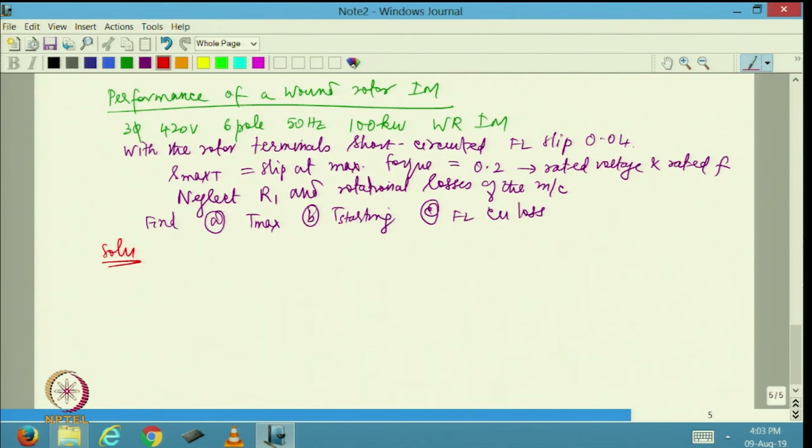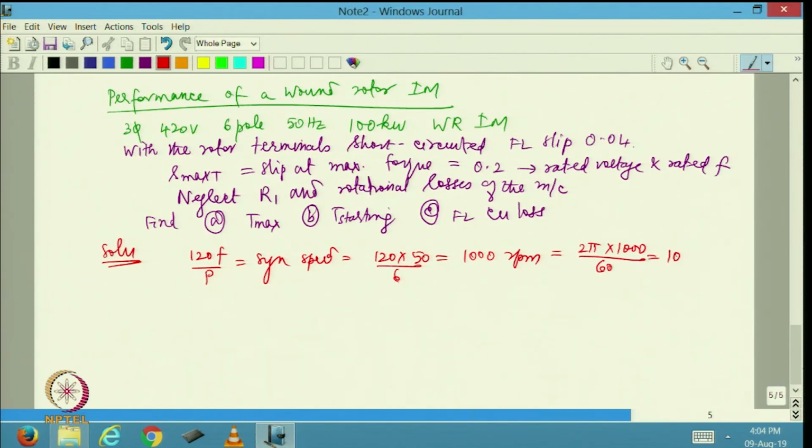Okay. So, it is a 6 pole 50 hertz induction motor. So, 120 f by P is synchronous speed. This is going to be 120 multiplied by 50 divided by 6, that is 1000 RPM. If I want to convert this into radians per second, I should say 2 pi multiplied by 1000 divided by 60, which will come out to be 104.7 radians per second. So, I have the synchronous speed with me. This is what is omega s.